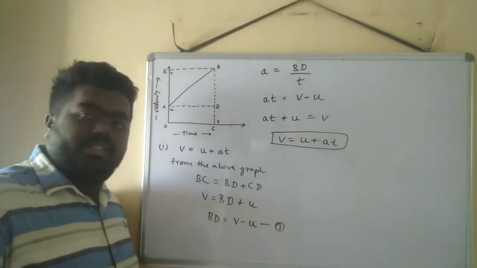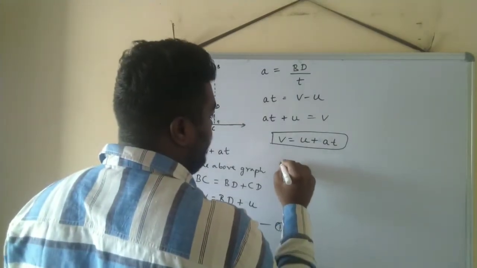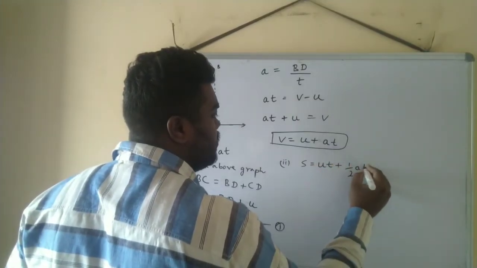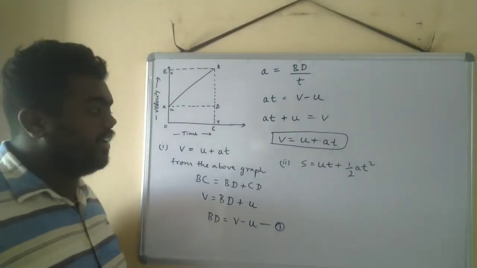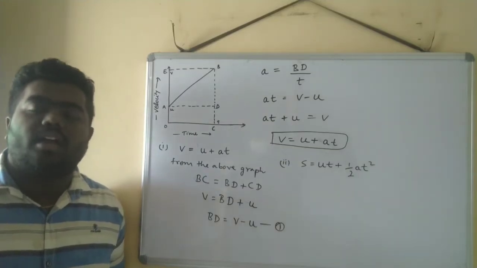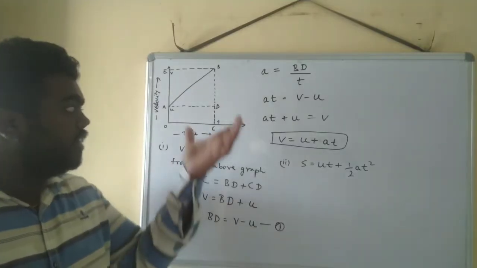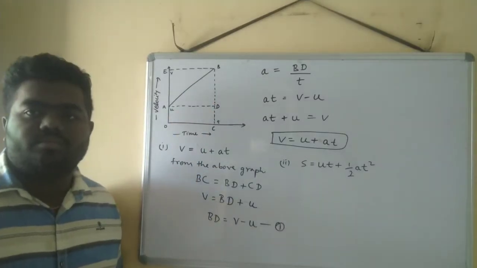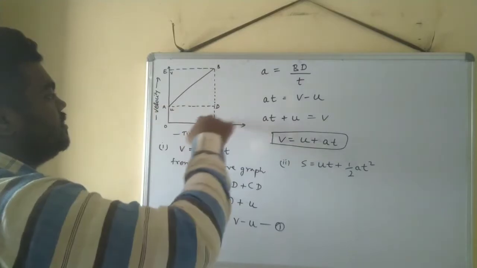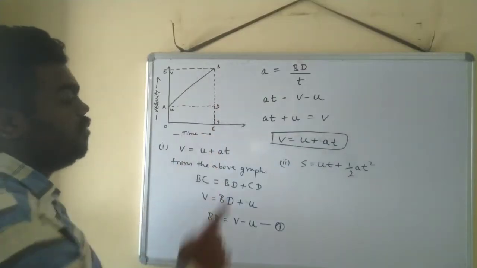Yes, it's very easy. Now the second derivation is S is equal to UT plus half AT square. S is distance. So how can we calculate distance? I have already explained in the velocity-time graph that the distance covered can be calculated from the area under the graph. This whole area is the distance traveled. If we can calculate this area, then we can also calculate the distance covered.